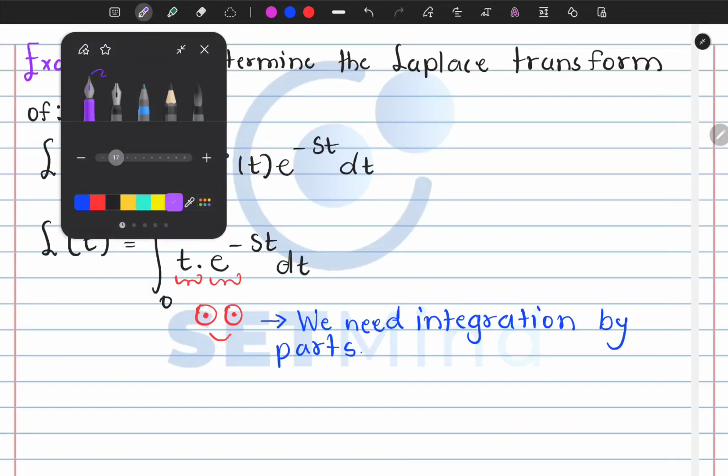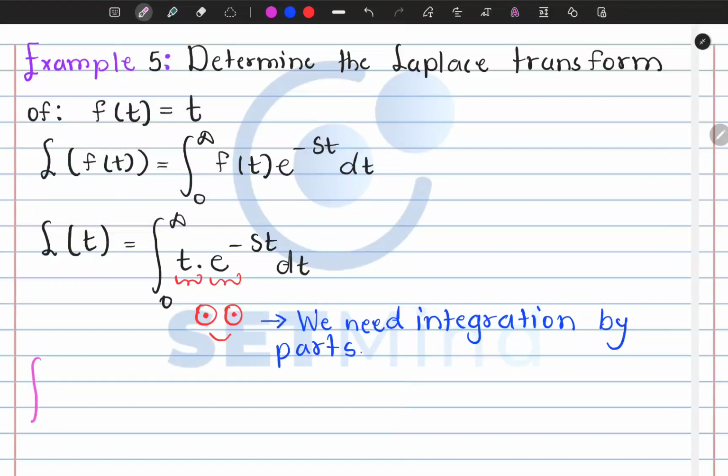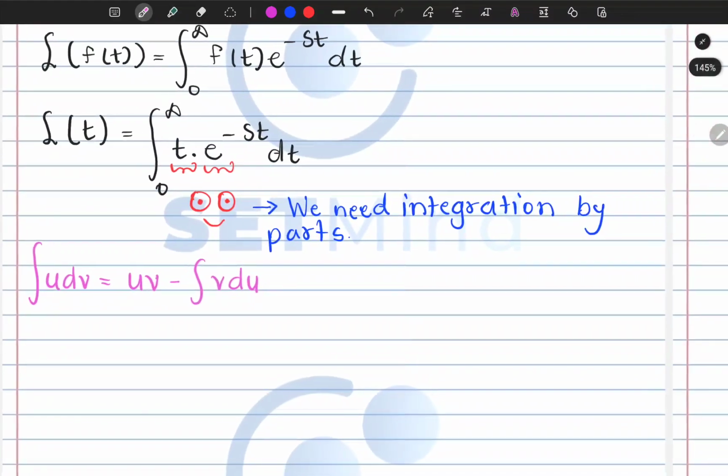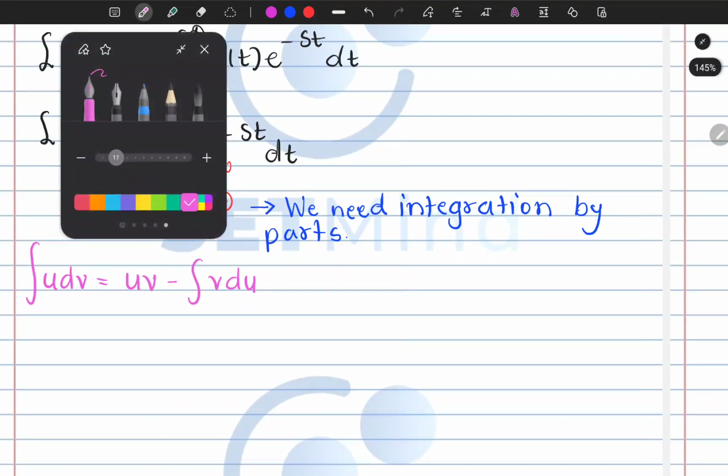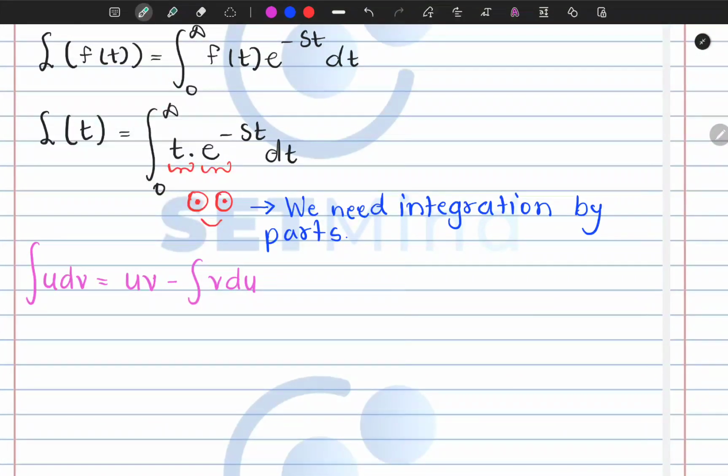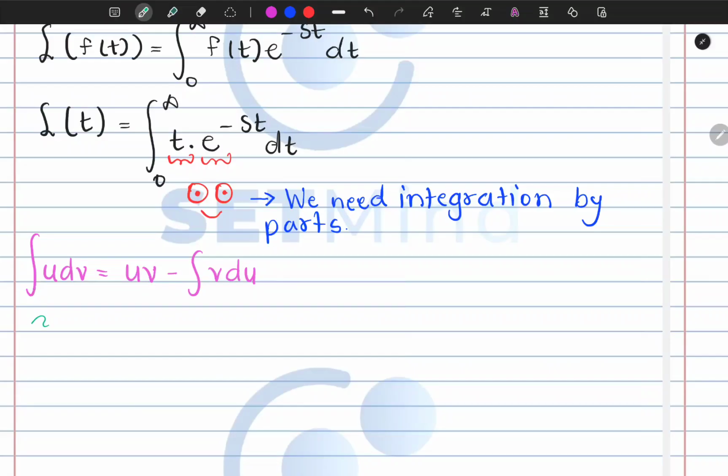And in general, if you remember, integration by parts is as follows. So if we are integrating a product of two functions, u and dv, the answer will always be equal to u times v, minus the integral of v du. This is what integration by parts is. So we need to quickly choose here which one is going to be u and which one is going to be dv.